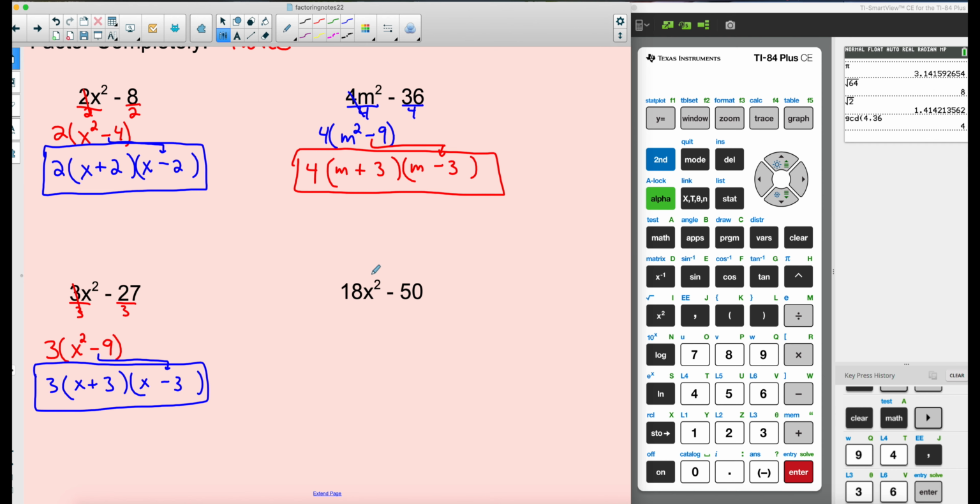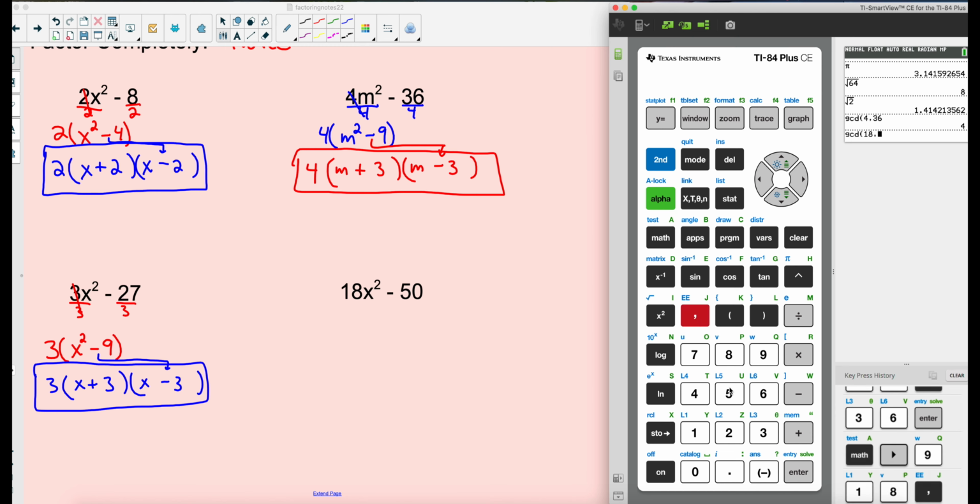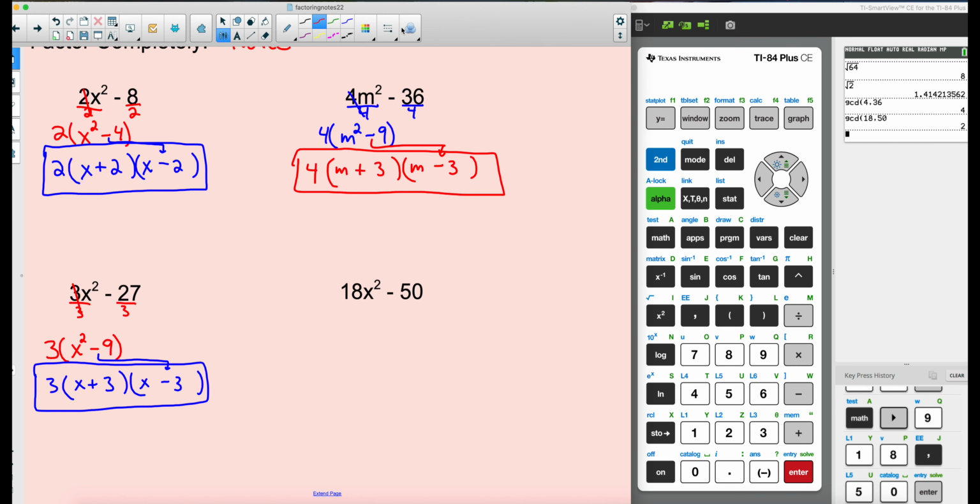Now notice this one. Some of you might think, hey, you know what? I can try to use 18 and go into 50, but that's not going to work. 18 is not the greatest common factor. So let's go to our calculator. We hit the math button. You hit the right arrow. You choose number 9. Notice it says GCD. It's ready for the greatest common factor. So you put in 18, comma, 50, hit enter. The greatest common factor here is 2. So I'm going to put a 2 in front.